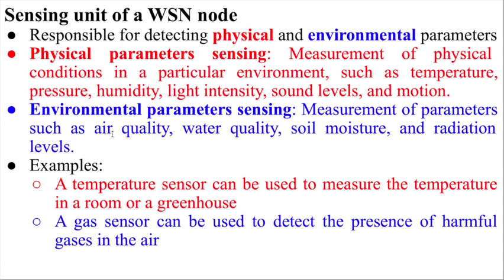If you take an example of a physical parameter, a temperature sensor can be used to measure the temperature in a room or a greenhouse.